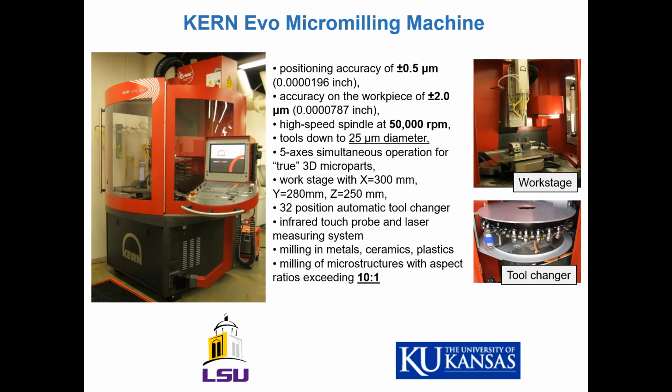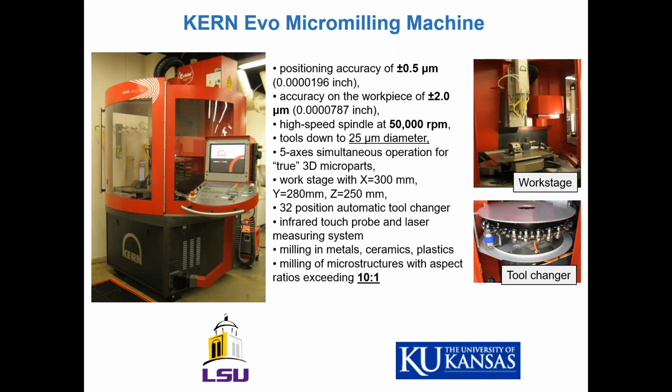This is the Kern Evo micromilling machine that's here on KU campus in the Physics Machine Shop. You can read at your free time the different specs for this machine, but you can see it's extremely accurate, extremely reproducible, can really quickly spin those tiny tools, and it can work for many different materials, for metals, ceramics, plastics.